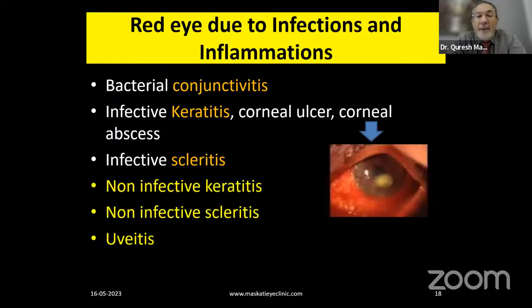Let us move on to something more bhayanak, more scary, and that is red eye due to infections and inflammation. So, to summarize, we talked about the subconjunctival hemorrhage, which you said in most cases is harmless. Then we talked about the 3 common causes, which is allergy, dry eye, and we talked about the computer vision syndrome and other things. Now we are talking about red eye due to infections and inflammations.